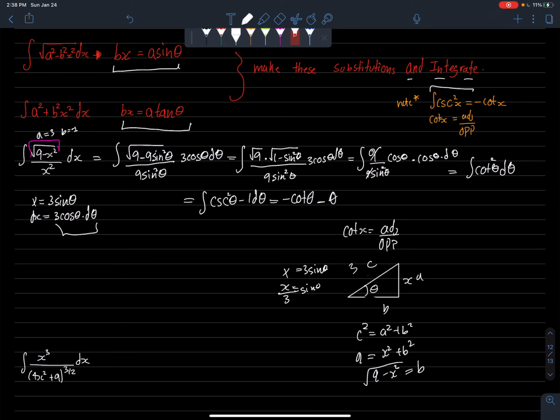So let's take advantage of that. Cotangent is adjacent over opposite, right? So the adjacent is root of 9 minus x squared, and the opposite is x, so root of 9 minus x squared over x. Now we need theta. But we had x over 3 is equal to sine theta, so theta is sine inverse of x over 3. The answer is negative root of 9 minus x squared over x, minus sine inverse of x over 3, plus c. That's our answer.